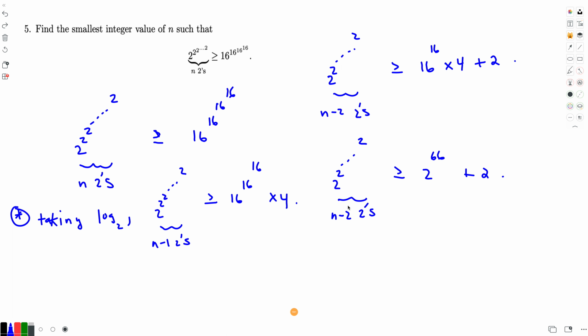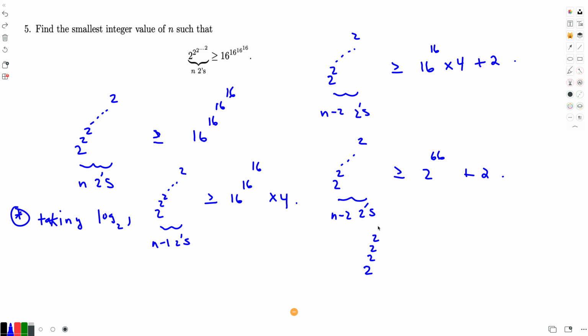So now really the only question is, how many 2's is sufficient to guarantee that this power tower is greater than or equal to 2 to the 66? So now all we have to do is experiment a little. Say this: 2 squared is 4, so this is just 2 to the 4th. That's not enough. So suppose we have this: 2 to the 4th, which is 4, and then 2 to the 4th, which is 16. So this is finally 2 to the 16th.